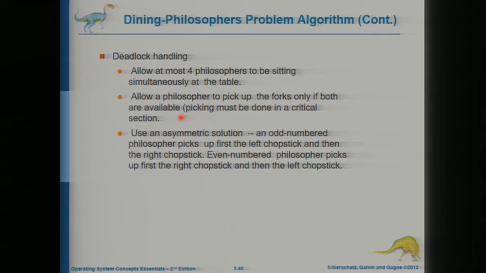Next one is to use an asymmetric solution. An odd numbered philosopher picks up first the left chopstick and then the right chopstick. So the first one will pick the left chopstick and then he will pick up the right chopstick. But the even numbered philosophers should pick up the right chopstick first and then the left. So what happens? If I am an odd person, then I will pick the left chopstick. My neighbor on the left will be an even numbered philosopher. He has to pick up his right chopstick first. So we both will be fighting to pick up the chopstick. Whoever gets the chopstick first will be able to eat. So again, the issue.